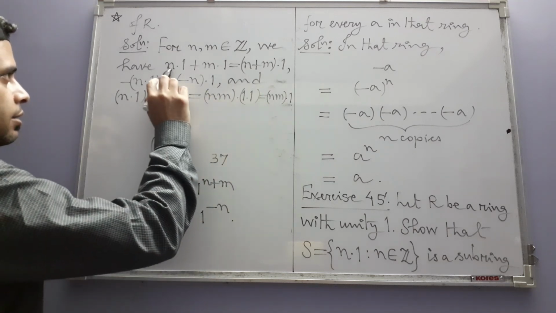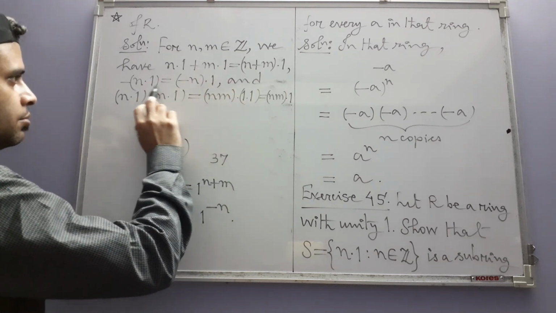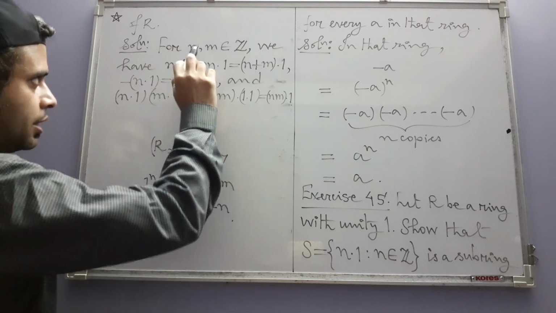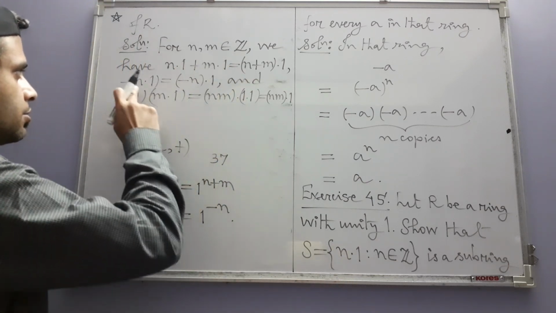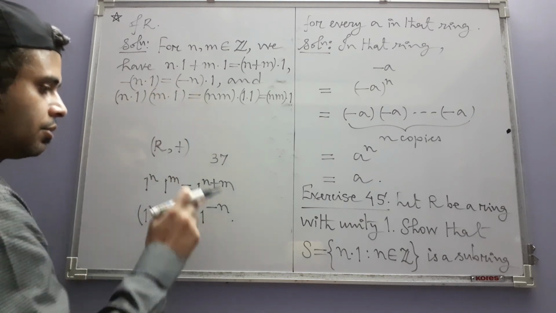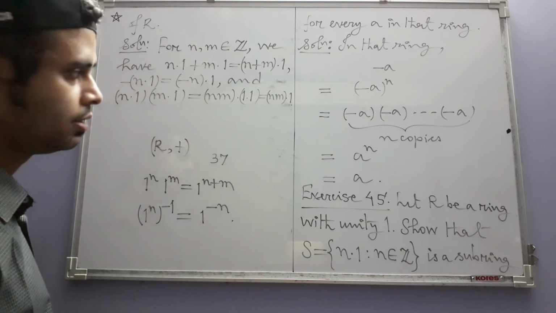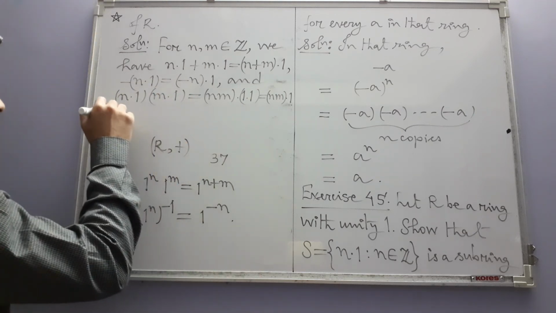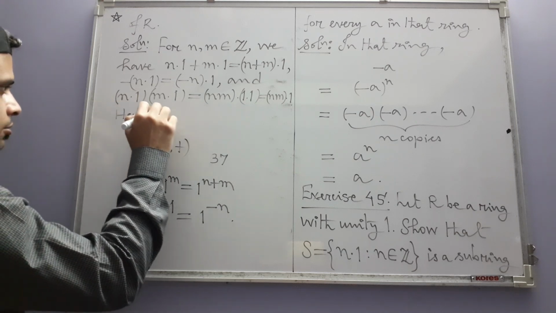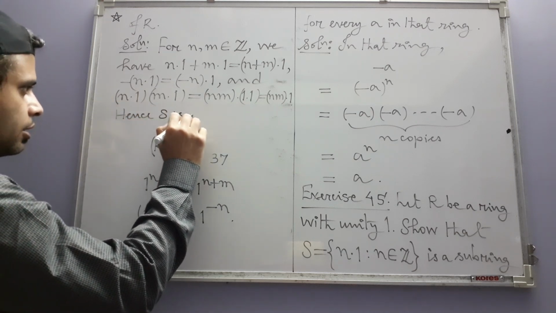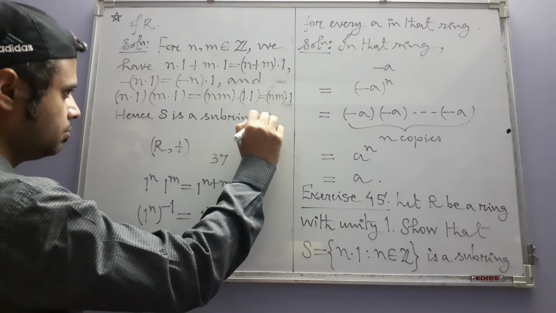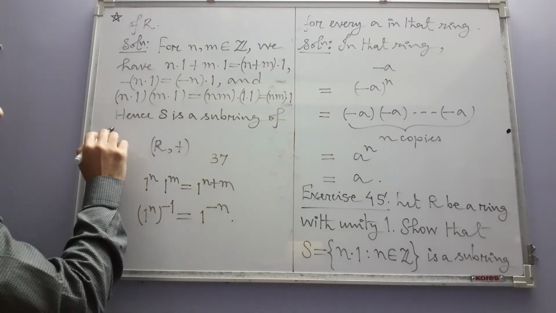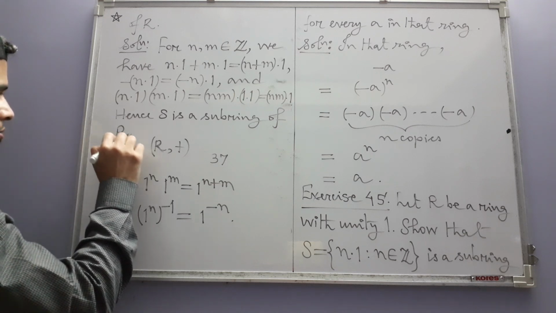So we see that the sum, also the product of any two elements from S is again in S, also the additive inverse of any element in S is also in S. Hence S is a subring of R.